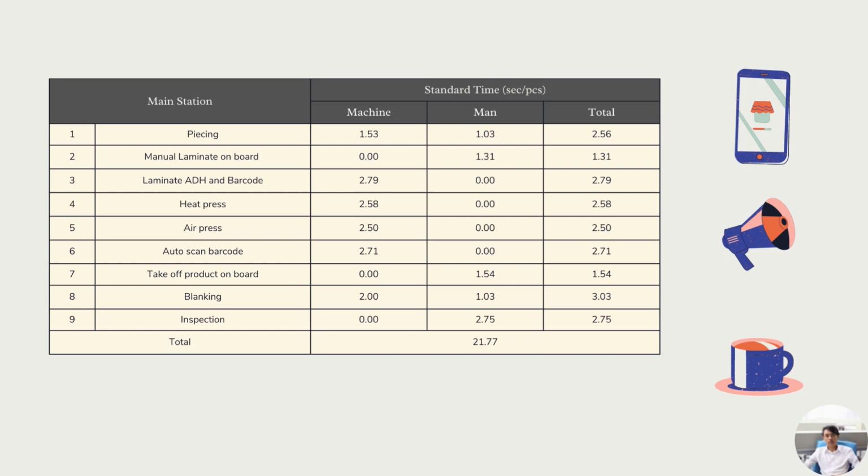In this factory, the employees work 9.5 hours per shift and the production line works 19 hours per day, and the average product needed is 23,000 pieces per day. So we calculate the takt time by working hours per day divided by average product needed per day. That's equal to 2.85 seconds per piece.